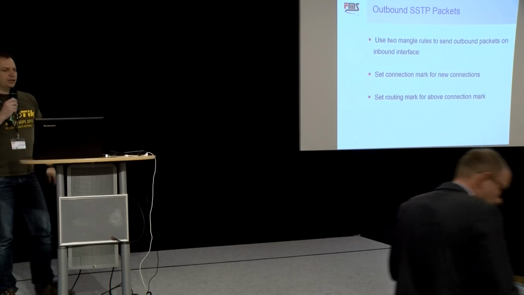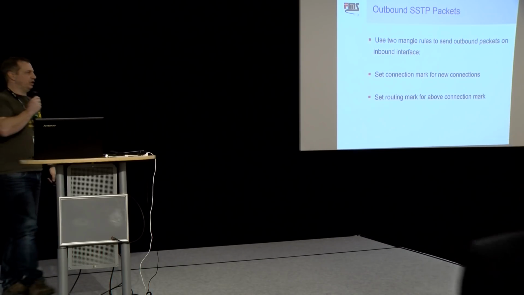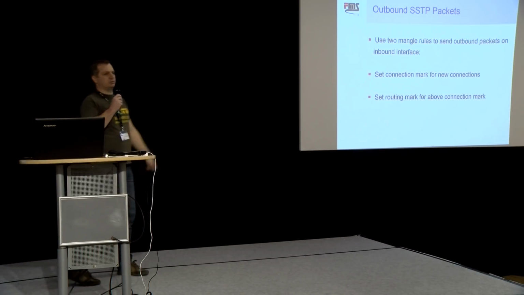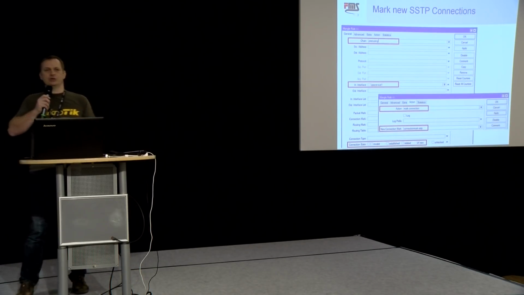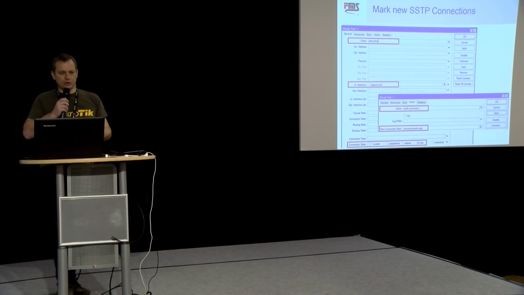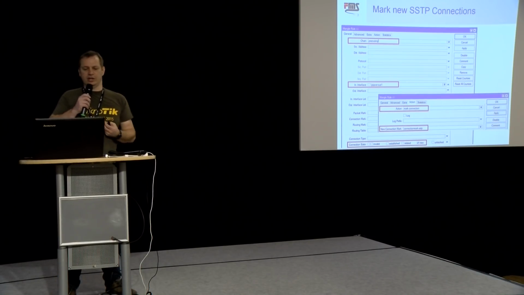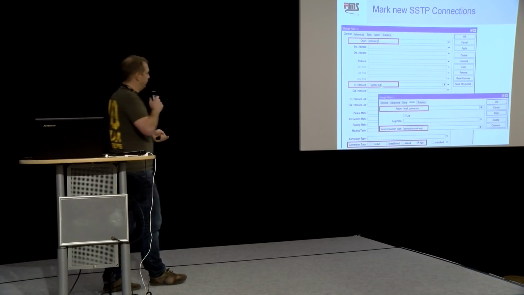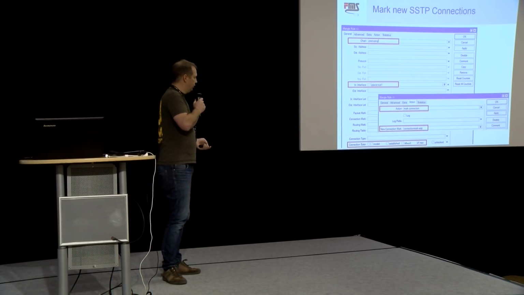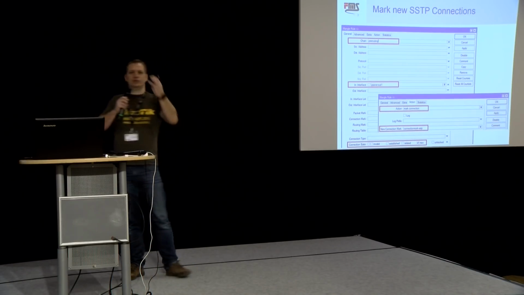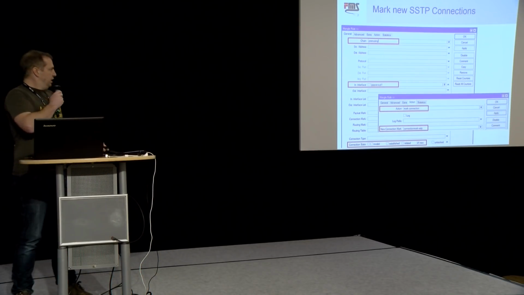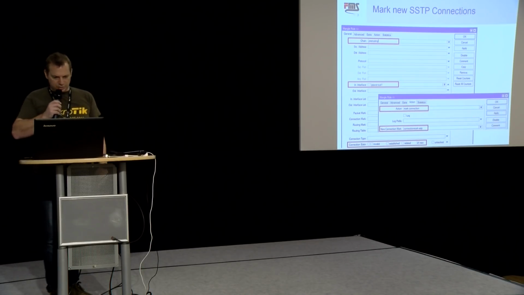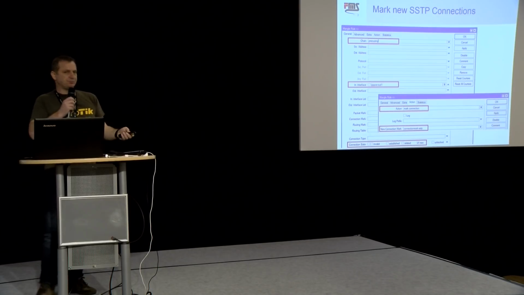We will first set a connection mark for new connections, and then we use that mark to set a routing mark. Here's the connection mark at first. In the first red box, you see we're in the pre-routing chain and use the PPP Yui interface and only new connections, that is, connections established from the outside to our router, like the VPN connection. And these connections shall be marked with our connection mark SSTP.